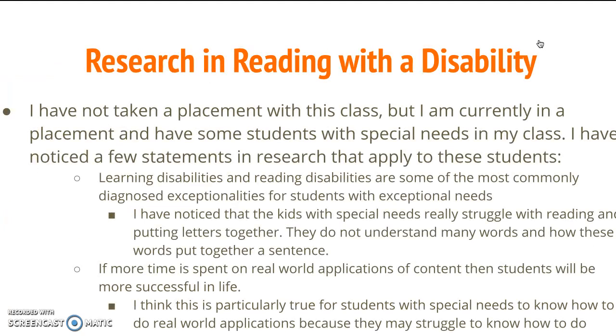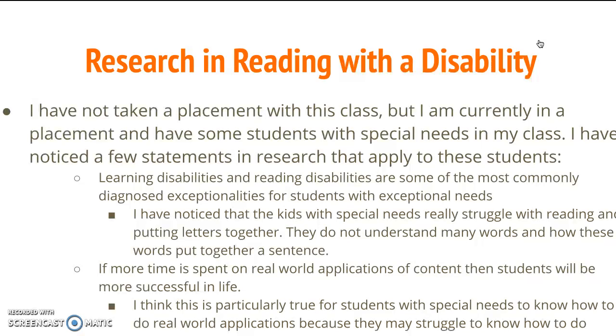I have found researching reading with a disability. Although I have not taken a placement with this class, I am currently in a placement and have some students with special needs in my class. I have noticed a few statements and research that apply to these students. Learning disabilities and reading disabilities are some of the most commonly diagnosed exceptionalities for students with exceptional needs.